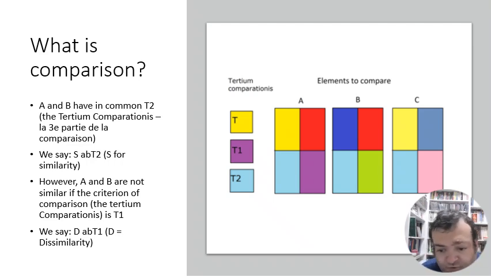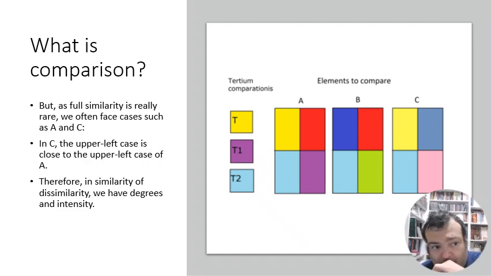This slide, you can pause and read the slide. This is what I just explained. So full similarity is really rare, right? So often we see cases like A and C when it comes to comparing whether they have or not the color yellow. So we can say both have the color yellow, but in less intensity in C than in A.